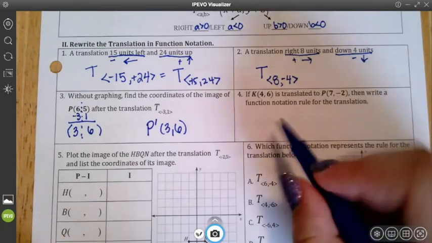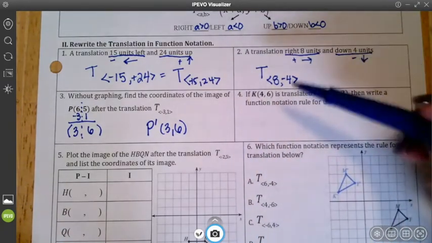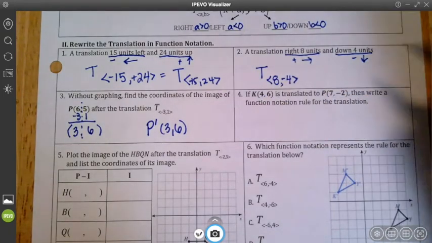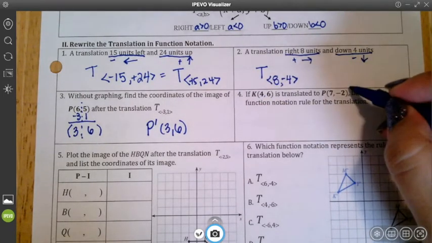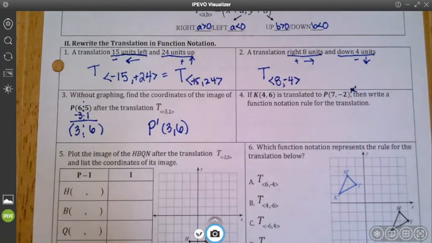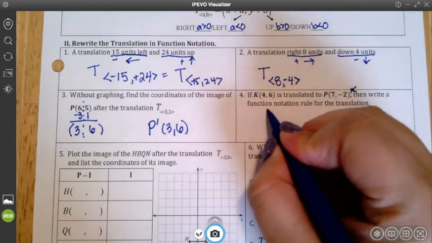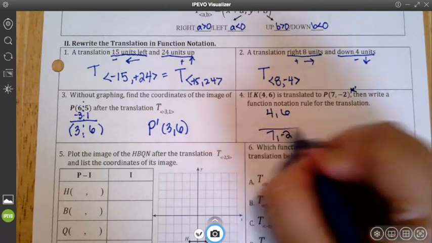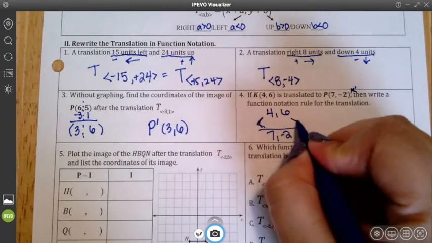Let's do another one, okay? This time we're doing it backwards. I'm given point K, and it's translated to point P. So think about P is basically K prime. Write a function notation rule for the translation. So we went from (4, 6), and we ended up at (7, -2). And we want to know what goes here.